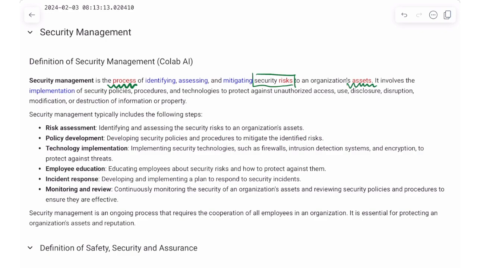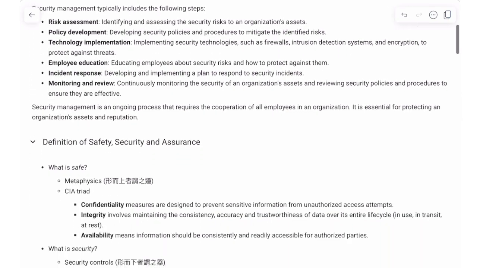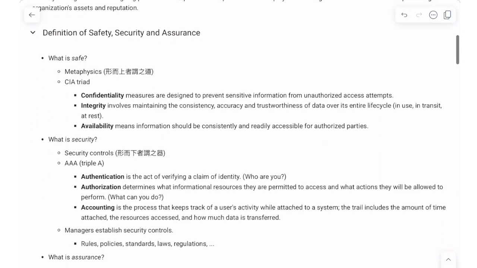And in the whole process, there are several different concepts in security management. So you need to first take a look at these few following steps, and we will talk about some important things right here.